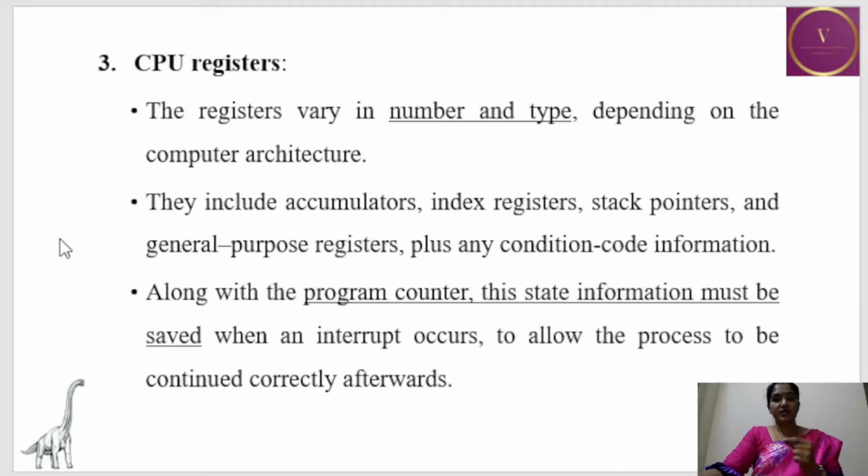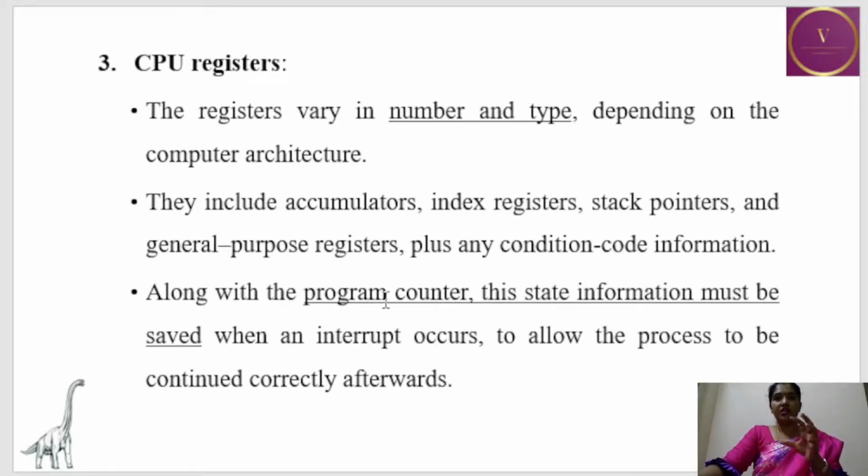In the same way, in the CPU registers, these details must also be saved, and it is also needed when an interrupt occurs, to allow the process to continue correctly afterwards. So this is why we require the CPU registers. The program counter is needed so that we will know the next instruction to be executed. In the same way, the CPU register details are important in order to tell the process what it has to do when an interrupt occurs.